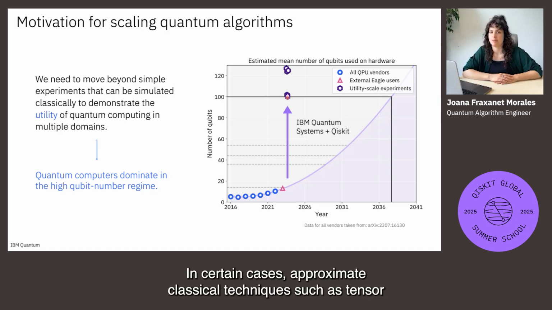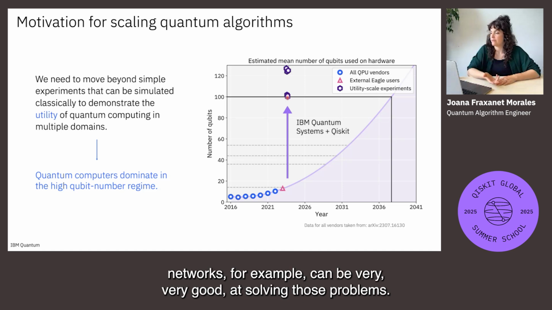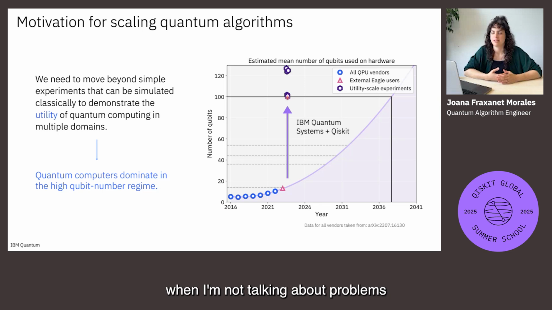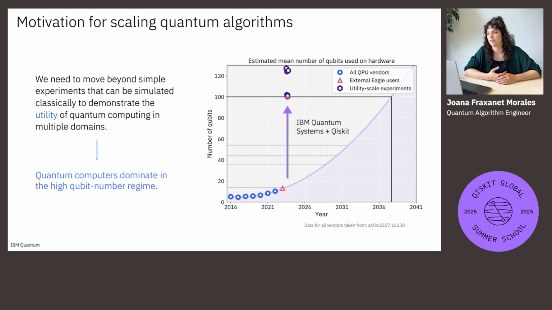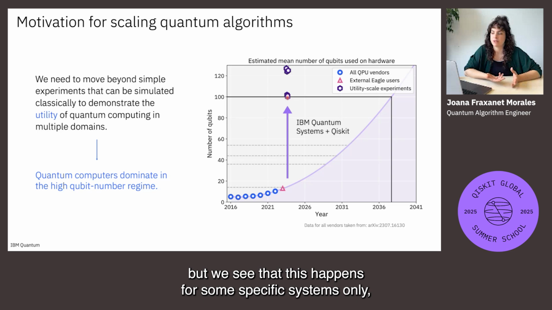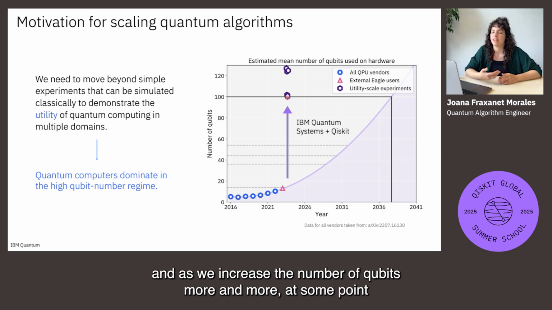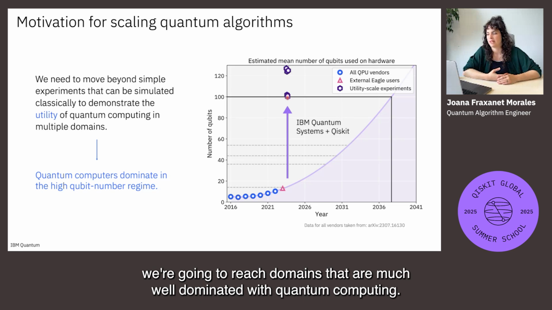In certain cases, approximate classical techniques, such as tensor networks, for example, can be very, very good at solving those problems, and therefore we're not talking about problems that cannot be approached at all with classical computing. But we see that this happens for some specific systems only, and as we increase the number of qubits more and more, at some point we're going to reach domains that are much better dominated with quantum computing.